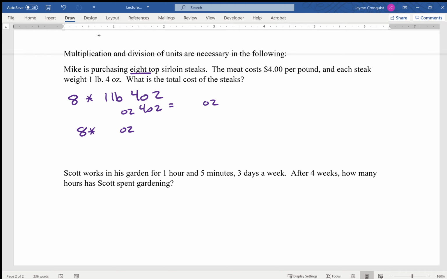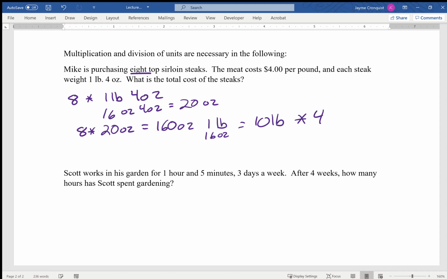Okay, so this is 16 ounces. 16 and 4 ounces is 20 ounces. That's better. 20 ounces sounds right. 8 times 20 ounces is 160 ounces. So we have 160 ounces of steak. And I wanted those in pounds. I need it in pounds. Okay, so I have 16 ounces in 1 pound. So this is 10 pounds of steak. Times $4 a pound, I'm going to have $40 in steak.